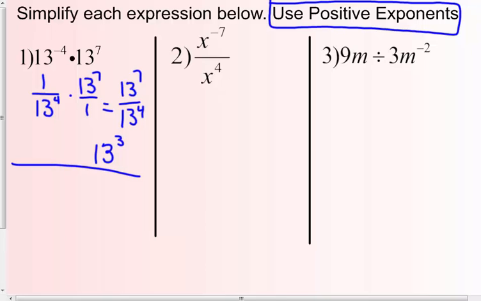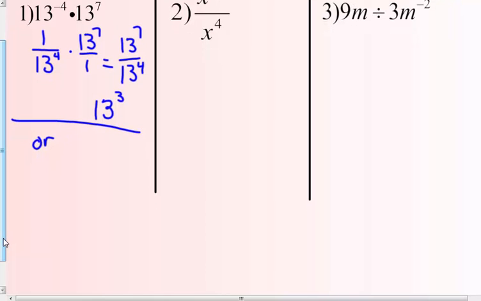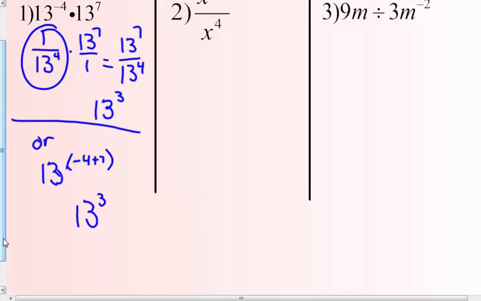Or, easier way to do that, I could use my product of a power rule and say, oh, keep the base and add the exponents, negative 4 plus 7. Whoops, I want to have a big parenthesis there. Keep the base and add the exponents, which is generally how I do it. I don't do this step usually. I just say, oh, okay. Just like if that was a positive 4, I would say 4 plus 7 is 11. Well, it's a negative 4 plus 7. Keep the base, add the exponents. Okay, negative 4 plus 7, 3. That's the better way. This is the way that I like to do it. Keep the base and add the exponents.